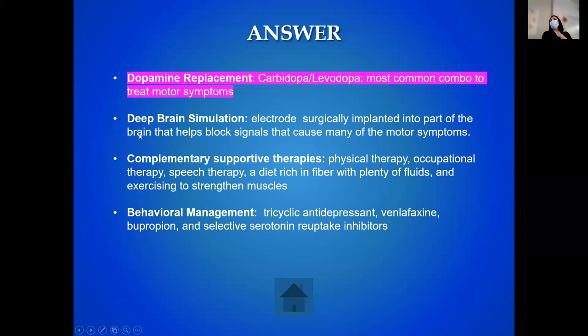And then here's some extra information on Parkinson's that you may want to add to your study. Sometimes a treatment is deep brain stimulation. I don't feel like we covered that super well. Complementary supportive therapies such as physical therapy, a diet rich in fiber, behavioral management. These are tricyclic antidepressants, other medications too that they could potentially be on. But levodopa is the one that should really come to your brain first.